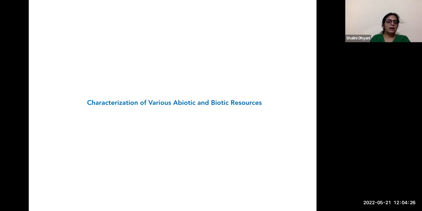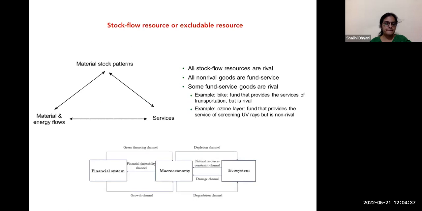So now the next topic. This chapter is about characterization of various biotic and abiotic resources. I am sure you all have an understanding of biotic and abiotic resources. And for these, there are two important concepts: stock flow resources, or excludable resources, and the second one is non-rival goods, or fund service. So stock flow resources are called rival resources. What are they and why are they called rival? I will talk about that.